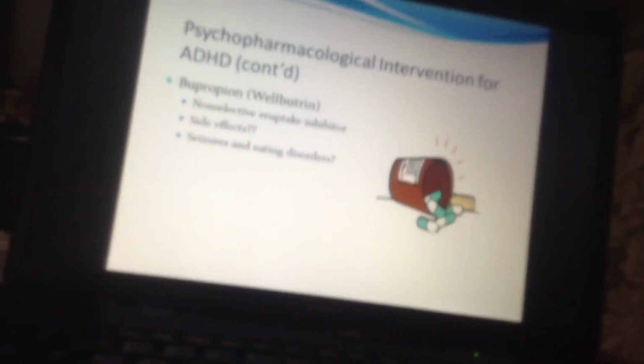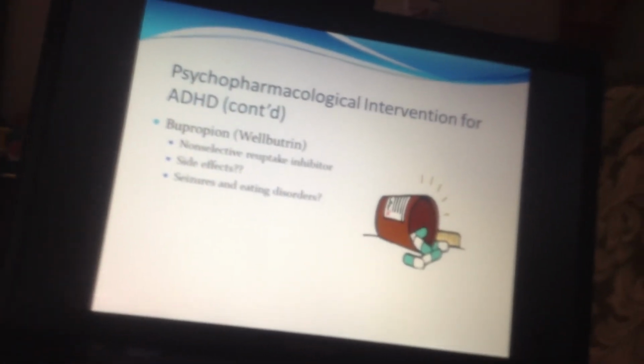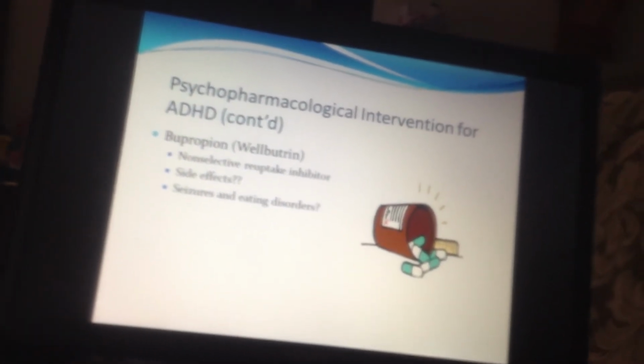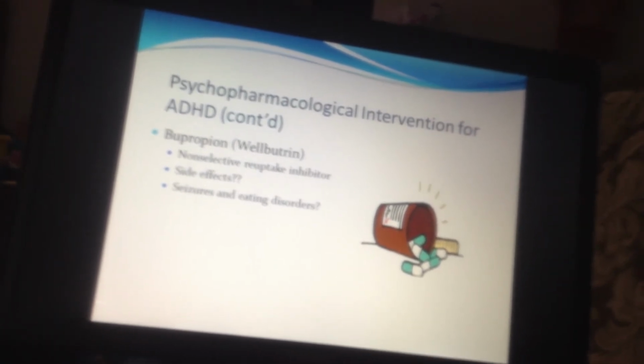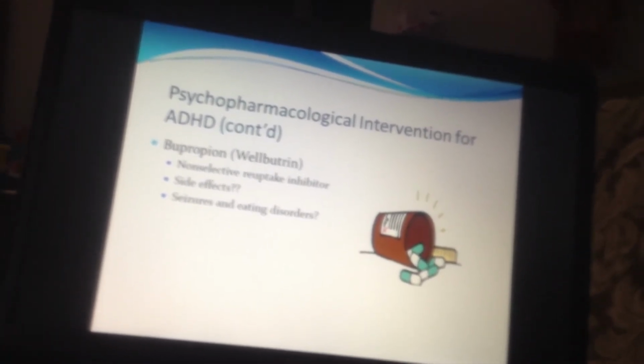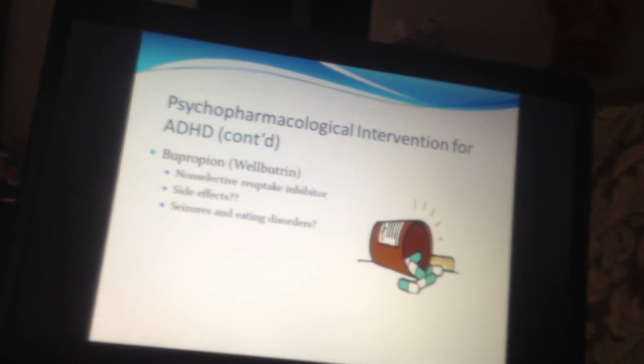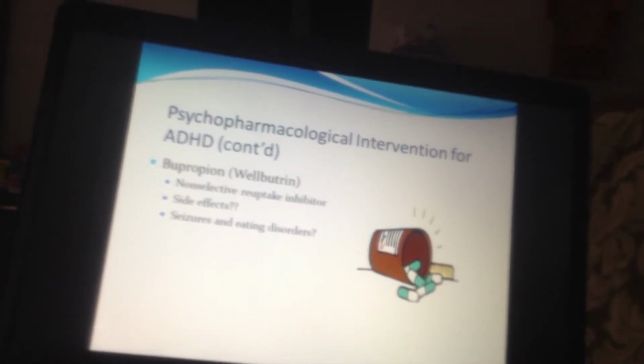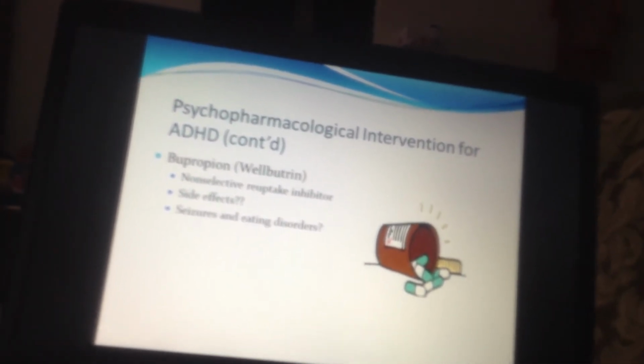Okay, Wellbutrin is another medication, and we have already talked about Wellbutrin. If you remember, this is one of our antidepressants. Now, with Wellbutrin, the side effects are anorexia, weight loss, dizziness, tachycardia, nausea, and constipation.